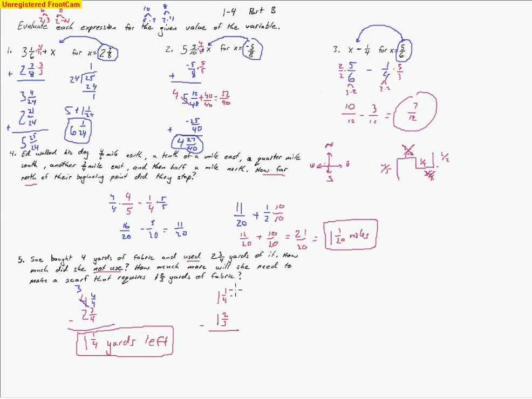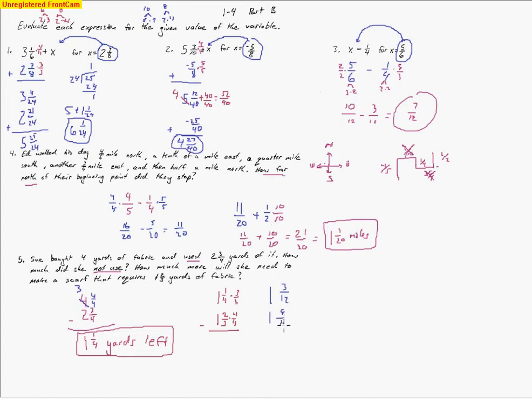So I'm going to change this to a multiply by 3/3 and multiply this one by 4/4, because this is what I started with, this is what I want. And when I go ahead and do that, I now have 1 3/12, and I have 1 8/12.